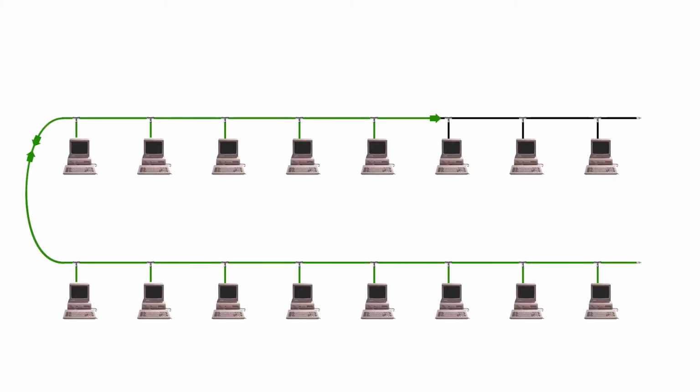This is the problem with bus networks. They suffer from collisions. That's when more than one machine sends a frame of data at the same time as another one. If that happens, the machines have to wait and then try again.